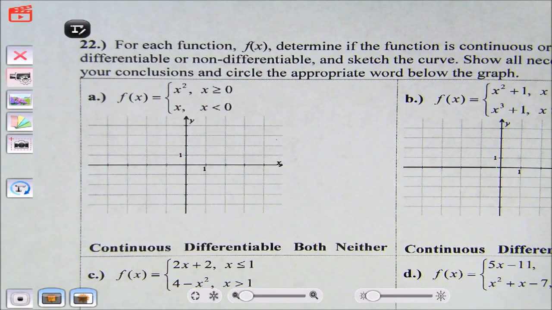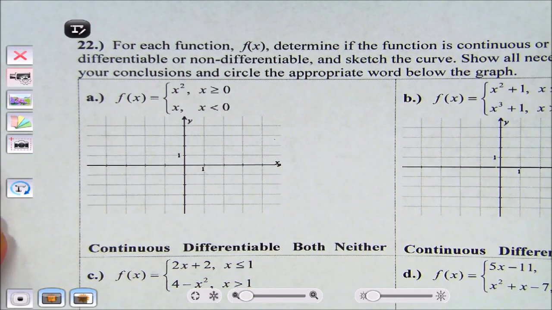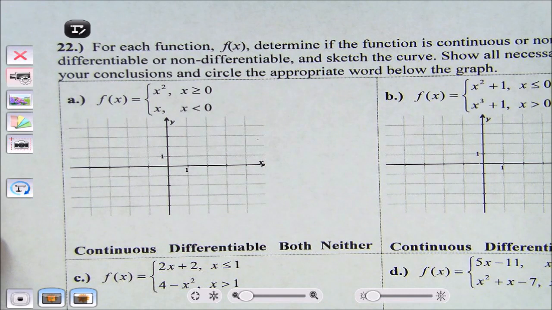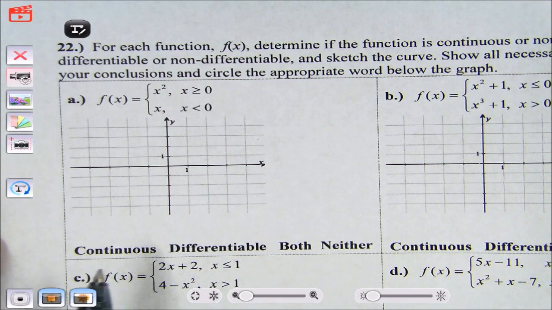All right. Number 22. I am going to do 3 of these, and you're going to have to do 3 of them for homework. Determine if the function is continuous or non-continuous, differentiable or non-differentiable. Whenever it mentions continuous or non-continuous, it means at any point. So if it's not continuous at any point, say so. If it's not differentiable at any point, say so. If it says a point specifically, we focus on that point. Otherwise you don't have to give me the actual point. You can just tell me it's continuous or not continuous, or differentiable or not differentiable.